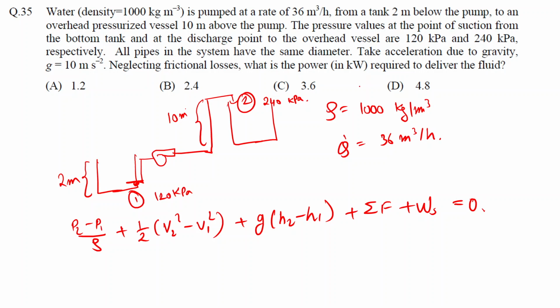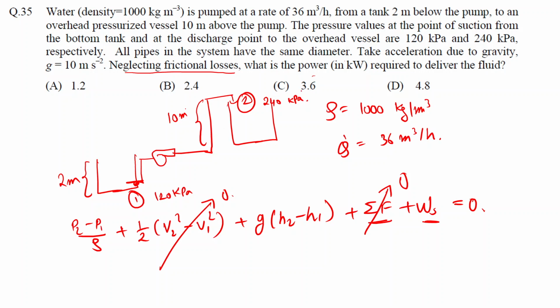Now, in this question, we have been given that all the pipes in the system have the same diameter. That is, the velocity of the fluid at 1 and 2 will remain the same, so we can cancel the second term. Now we will be having a height difference of 10 plus 2, that is 12 meter. We haven't been given any frictional losses, and it is specified that we neglect the frictional losses, so we can take this term also as 0. And then we have to find this work, from which we can find the power required to deliver the fluid.